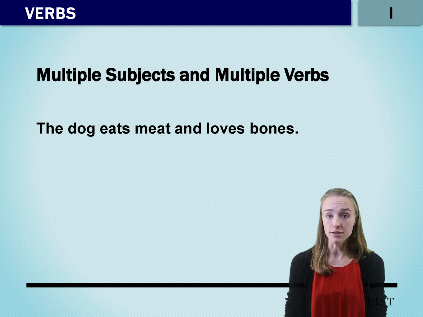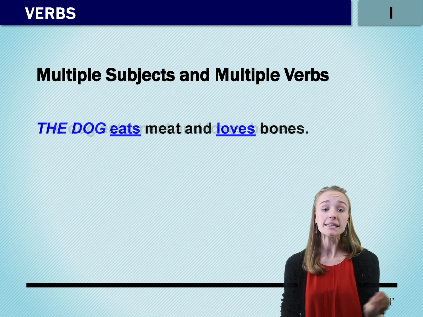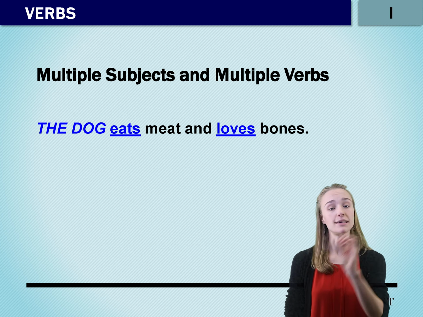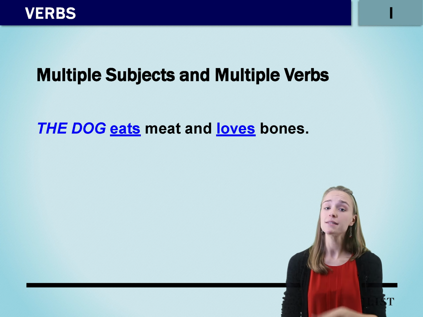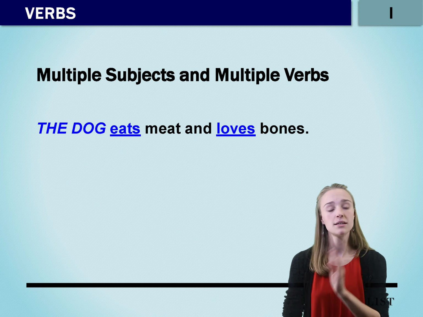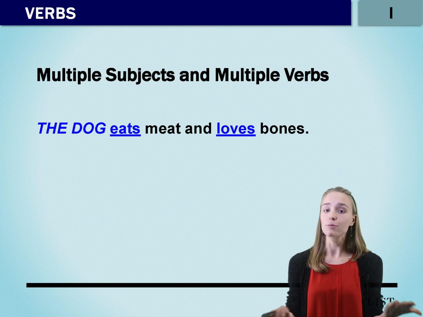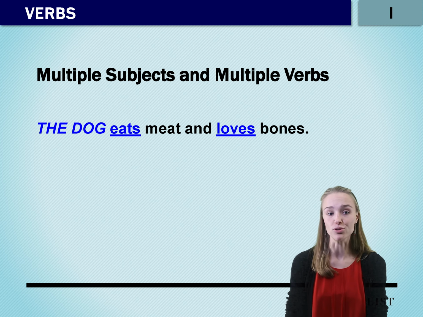Both of those actions have to agree in number with our singular subject. So we would say the dog eats meat. Make sure you put the S on there because remember, our singular subject needs an S on the end of the verb. And we do the same thing with loves bones. Still has an S on the end there as well. And in this way, we're able to deal with multiple subjects and multiple verbs.